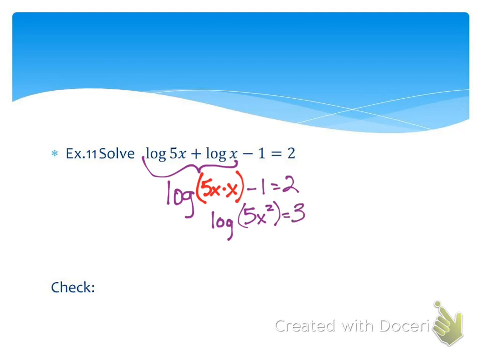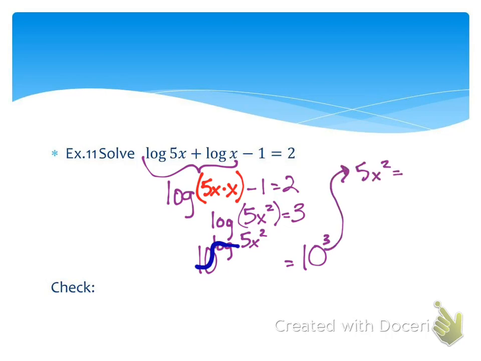So it's not until now, when we have a condensed logarithm on one side, that we can exponentiate. Raise each side to be an exponent. So make each side be an exponent of 10. So log to the common log base 10, undo each other. We're left with 5x squared equals 1,000, and so on.